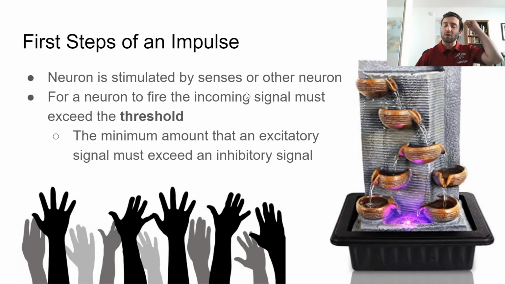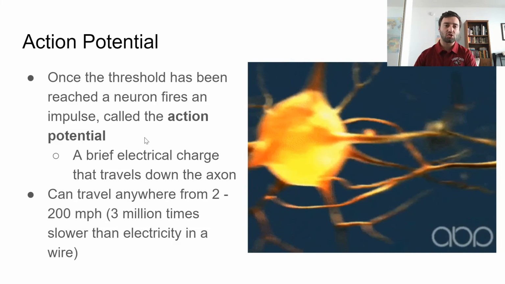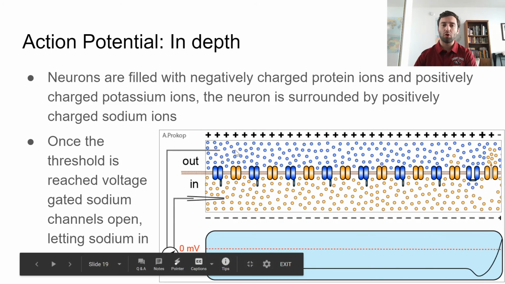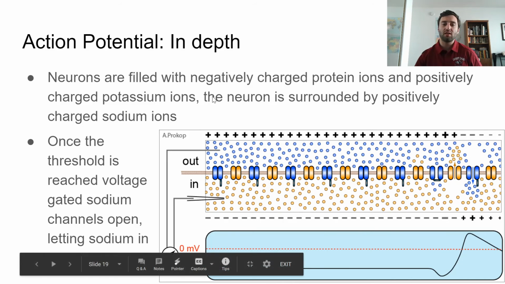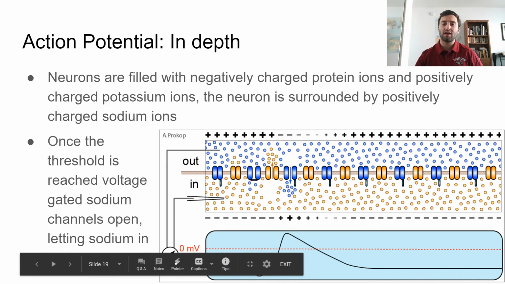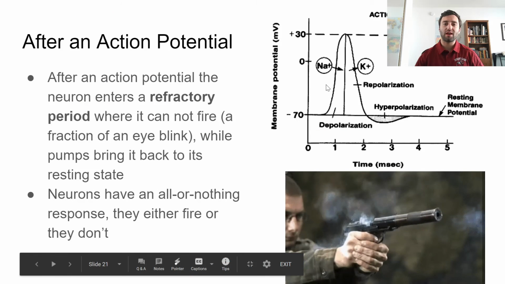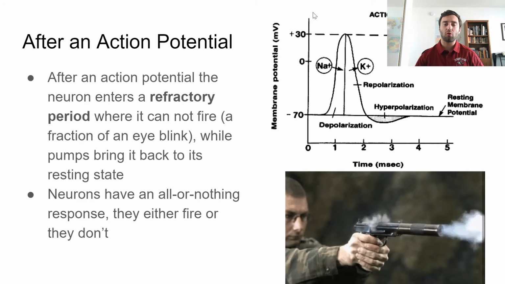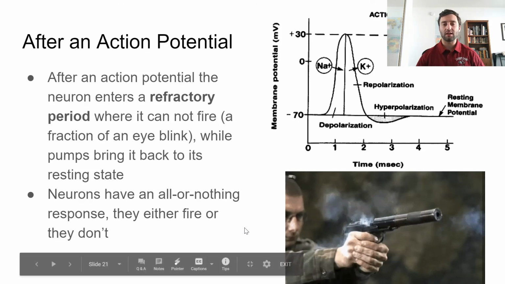Just to go over it really quickly one more time. We have our threshold, so information comes in. If we reach this threshold, we then have our action potential. Our action potential is that electricity. Positive sodium ions rush in, and it causes this electricity to get shot down our neuron. As it's being pushed, it's also repolarizing, going through that short refractory period before it can fire again.